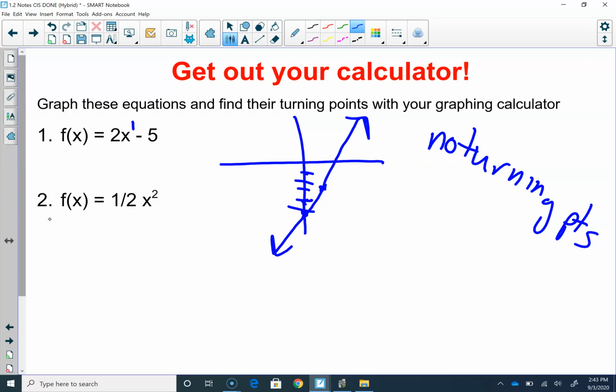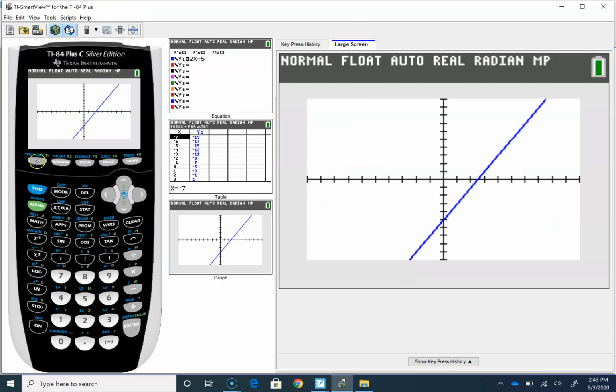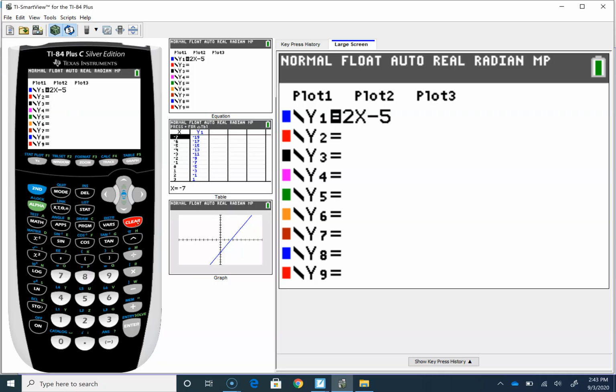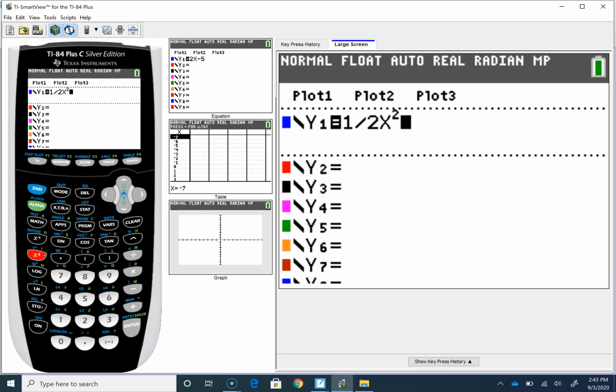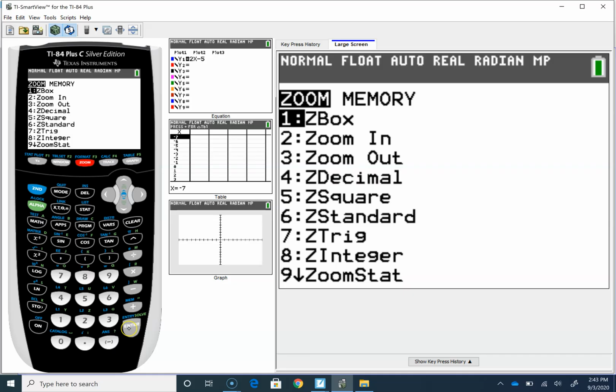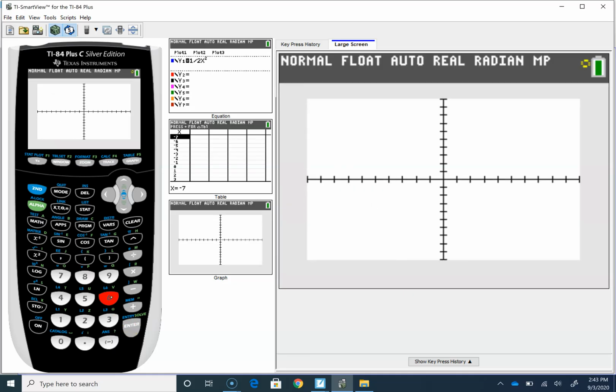So let's take a peek at this one. So I'm going to put this on my graphing calculator also. So I'm going to go to my y equals again. I'm going to clear that first y1 out, and I'm going to put in 1 divided by 2. There's my fraction. And then x squared. And I'm going to still do zoom 6 and see what that one looks like.